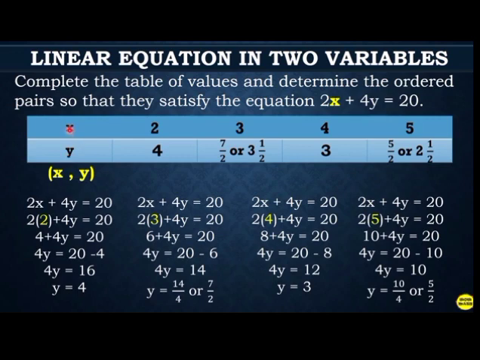So the x and y: 2 and 4, 3 and 7 over 2, 4 and 3, and 5 and 5 over 2. So these are our ordered pairs that satisfy the equation 2x plus 4y equals 20.